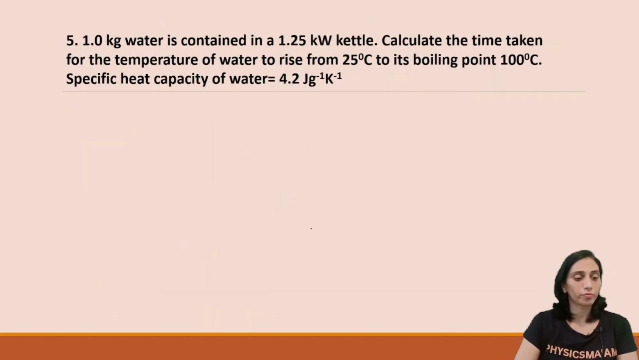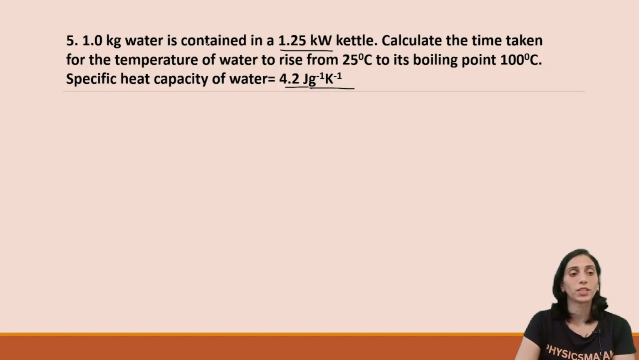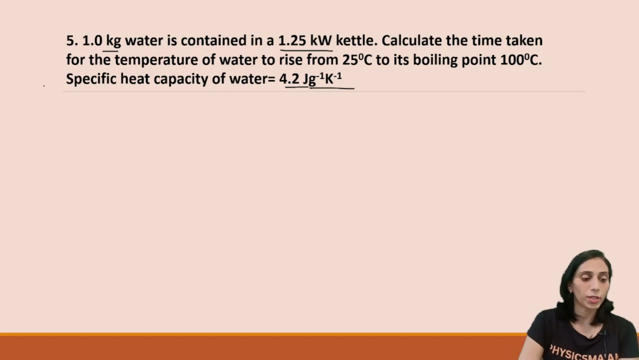The next question, it's a small one. 1 kg of water is contained in a 1.25 kilowatt kettle. So what is given to you? Again, power is given. Calculate the time taken for the temperature of water to rise from 25 degrees Celsius to its boiling point, which is 100 degrees Celsius, and specific heat capacity is given as 4.2 joules per gram per Kelvin. Now compare this: it is given in joule per gram per Kelvin, and the mass of water is given in kilograms. So better to convert that into grams.